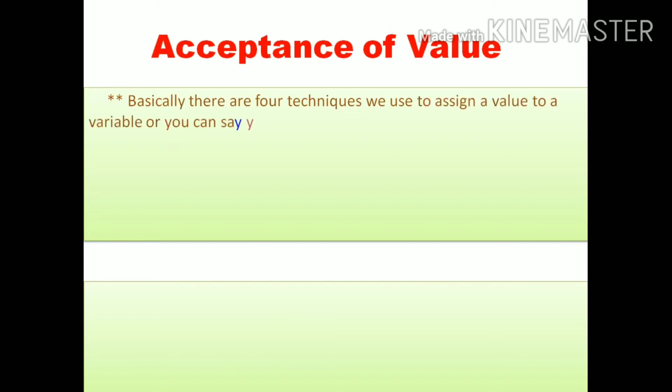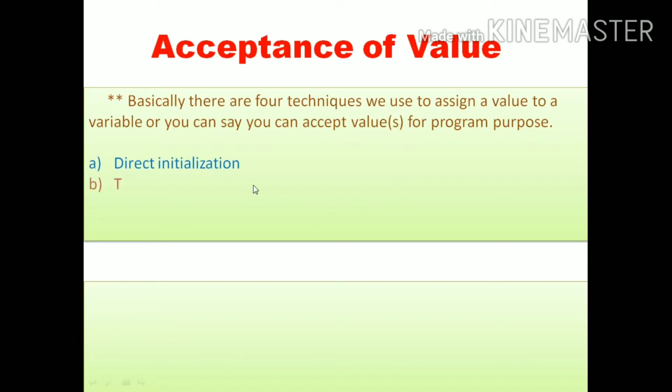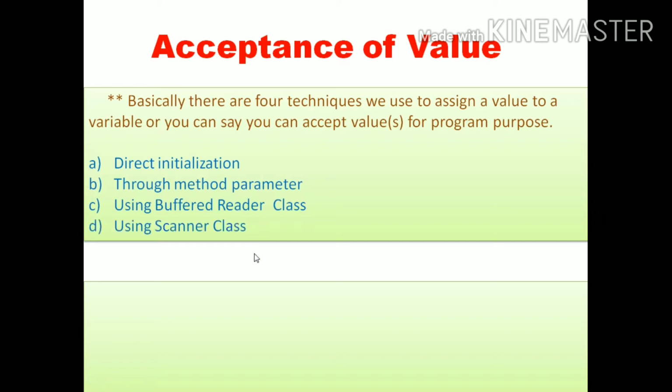In this video, I am talking about acceptance of value. Basically, there are four techniques we use to assign a value to a variable, or you can say accept value or values for program purpose. One is direct initialization, second is through method parameter, third is using BufferedReader class, and fourth is using Scanner class.